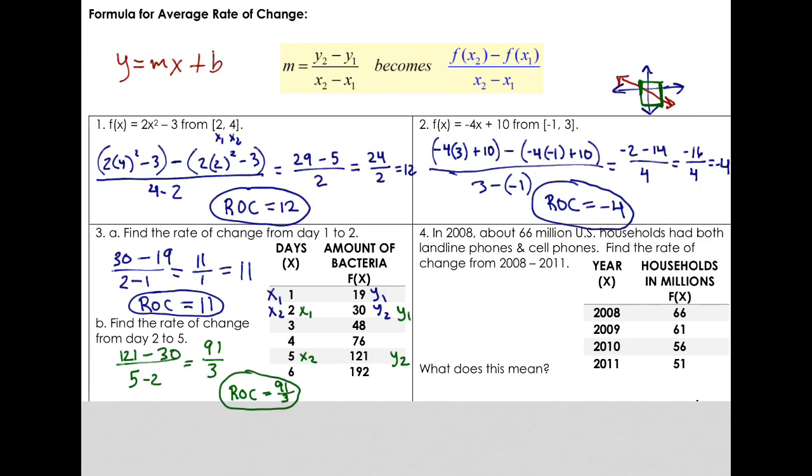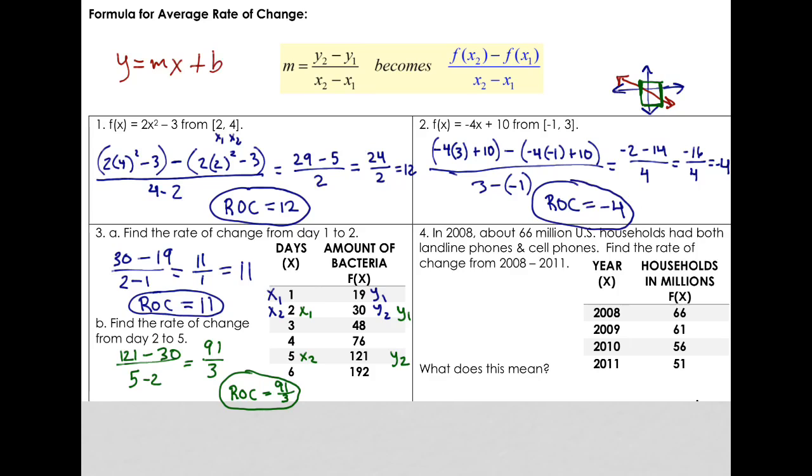I guess one thing you can take out of that is it's the same table, but the rate of change up here between 1 and 2 was 11, and the rate of change between 2 and 5 was 91 over 3. That's not 11, so it's not a constant rate of change, which means it cannot be linear. It's something else. Okay, I guess that's all I'll talk about on that for now. But if it's not a constant rate of change, it's not linear.